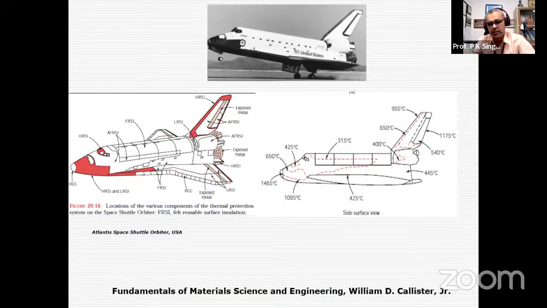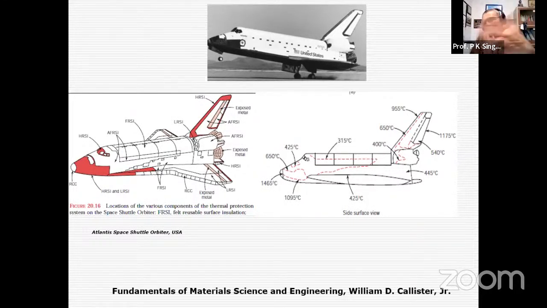If anybody is interested, I suggest you read the book by William D. Callister, chapter 1. I always recommend this chapter to my own students. This is the same picture I have pasted in front of you. This slide gives a whole summary of material science in the aviation area. In different portions, you can see they have mentioned the temperature range, and according to it the material category names, like HRSI, AFRSI, FRSI, and many more.